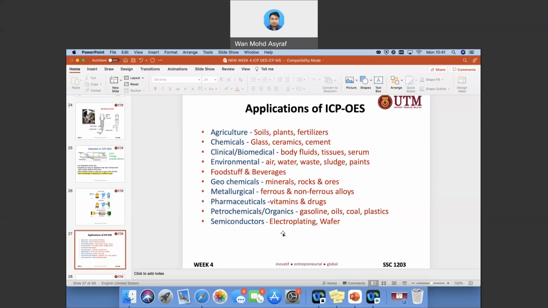All right. There are other applications also in geochemistry, where you would be able to analyze the minerals in rocks. Also in petrochemicals, to analyze gasoline, oils, coal, or even plastics. Okay.